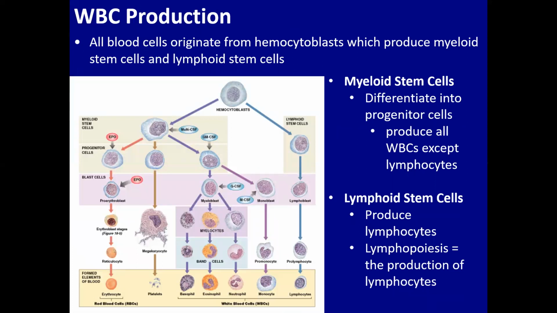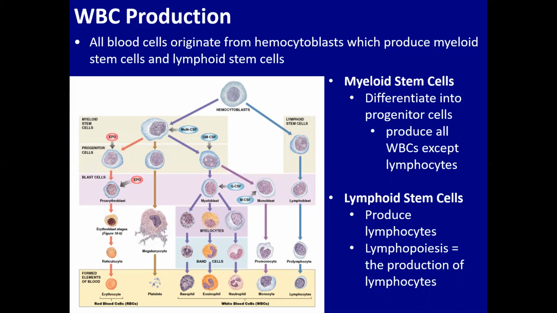In order to make white blood cells, we have to go through either myeloid stem cell production or lymphoid stem cell production. All blood cells, does not matter what type it is, whether it is a platelet, a red blood cell, or a white blood cell, are going to originate from the primary stem cell, which is a hemocytoblast. The hemocytoblast produces both myeloid stem cells and lymphoid stem cells.